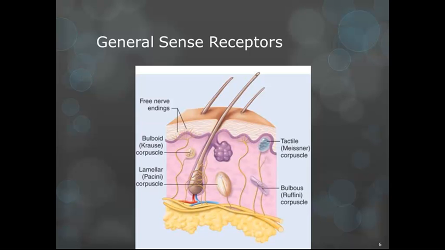So general sense receptors, we have quite a few. You can refer to table 11-1 in your textbook. We have the bulboid corpuscle, which is a receptor for touch and cold. The lamellar corpuscle is for pressure and high frequency vibrations. Our tactile corpuscle is for fine touch and low frequency vibrations. And then we have another bulbous corpuscle a little bit deeper in the dermal tissue, which is responsible for touch and pressure.